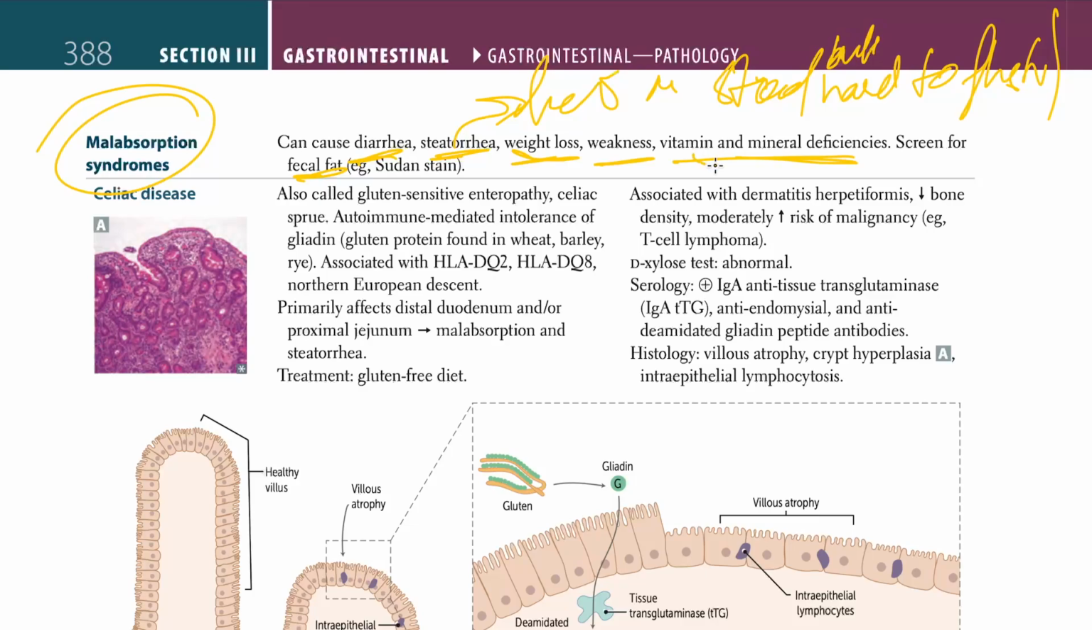And also vitamin deficiencies. Which vitamins? All the fat soluble vitamins: A, D, E, K. But for A, we have a lot of stores. So D, K. And that's pretty much all you have for all of them. And how do you check this out? All of that, fecal fat, Sudan stain.